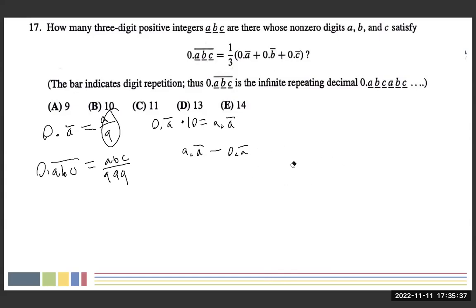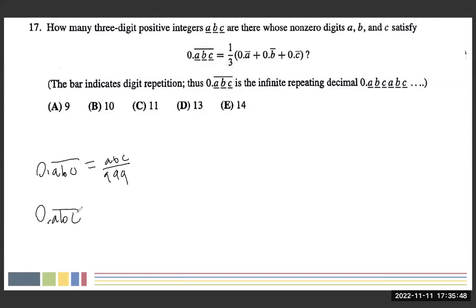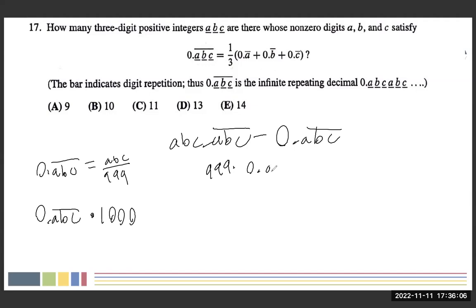And now for the other part, the second part, which is the exact same steps, really. We have 0 point ABC repeating. Well, what happens if we multiply it by 1000? Then we just get ABC point ABC, ABC, ABC, so on forever. And then we subtract 0 point ABC repeating. Well, this just gives us 999 times 0 point ABC repeating, but at the same time, this also just gives us ABC. So this is just equal to ABC over 999. Okay, so glad that's cleared up.